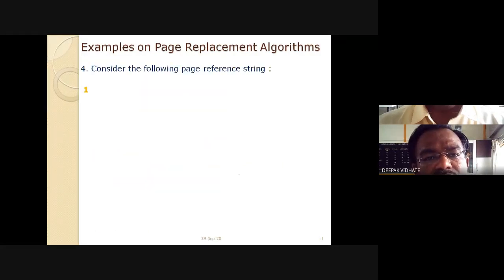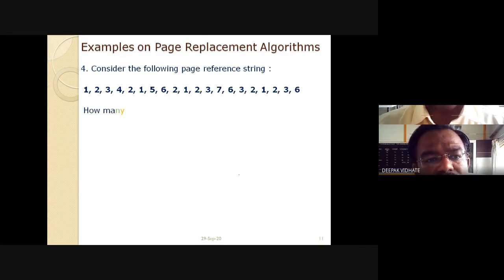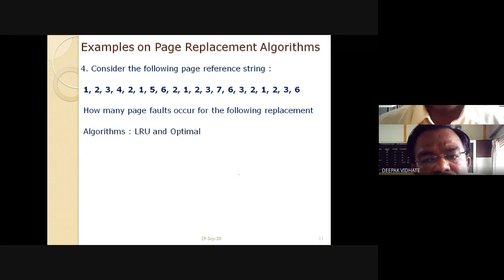Again, one more example is given. Consider the following page reference string: 1, 2, 3, 4, 2, 1, 5, 6, 2, 1, 2, 3. How many page faults occur for the following replacement algorithms? Only 2 algorithms are given here, LRU and optimal. And it is asked for 3 as well as 4 frames, the same case, right?